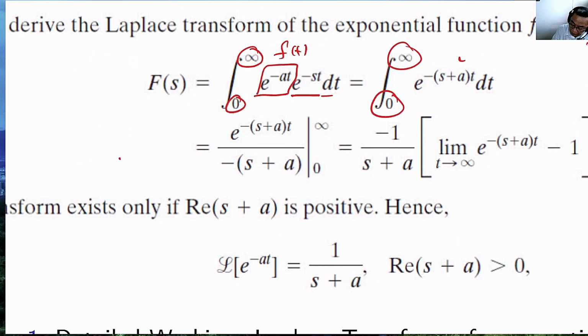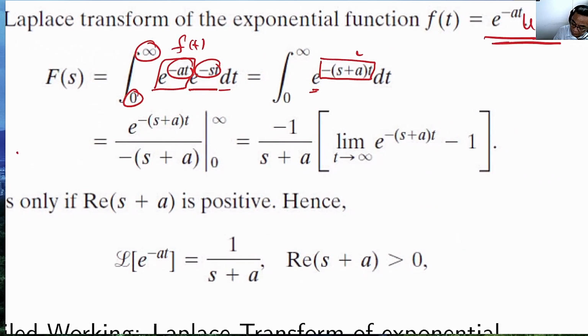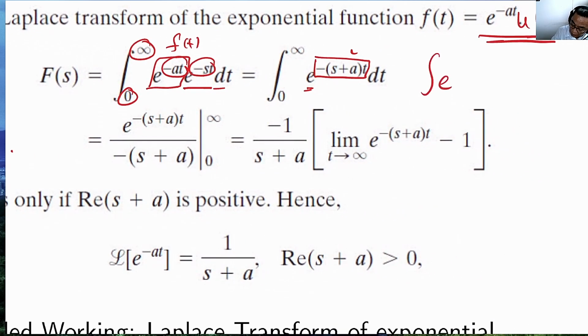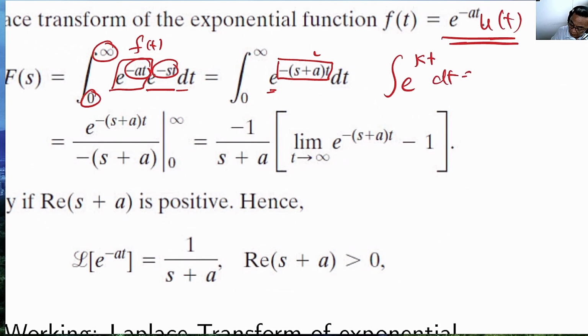We'll use the law of exponents to collect e minus st and e minus at together, and there we have it. Now all we are doing is the integration of, let's say, e to the power of kt dt, and we know that this is equal to 1 over k e to the kt, from the limit a to b. Alright, that's all we are doing.